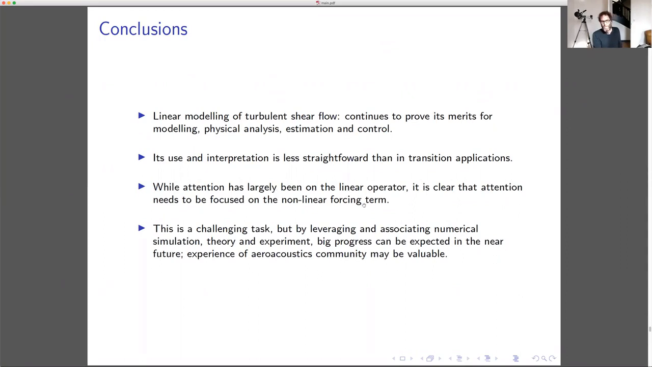Attention has been largely based on the linear operator. We're now seeing that it's clearly important to look at the nonlinear forcing term, and as I say, there are many people doing that. This is something which is challenging, particularly at high Reynolds number. But I think by combining and leveraging numerical simulation, theory, these new tools and experiment, we can expect big progress in the near future. And experience from the aeroacoustics community will probably be valuable given the parallel between resolvent analysis and acoustic analogies. And with that, I'll stop and apologize for being a little bit long, as I say.